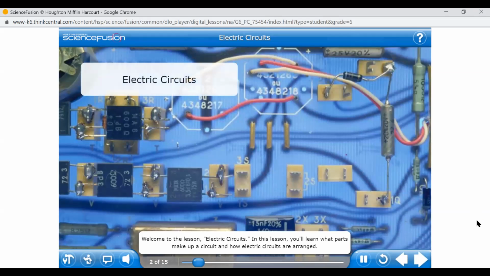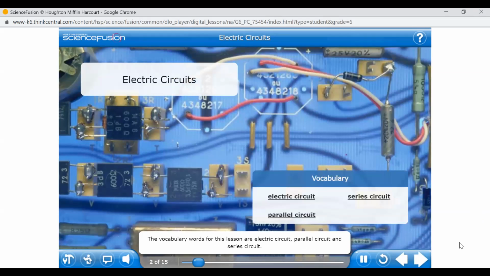Welcome to the lesson, Electric Circuits. In this lesson, you'll learn what parts make up a circuit and how electric circuits are arranged. You'll also learn how to be safe around electricity. The vocabulary words for this lesson are electric circuit, parallel circuit, and series circuit.